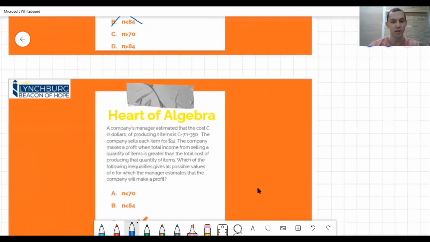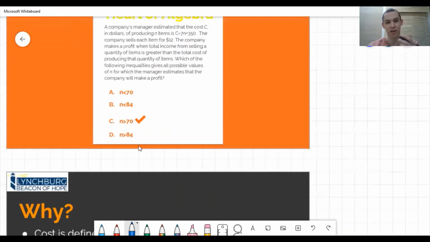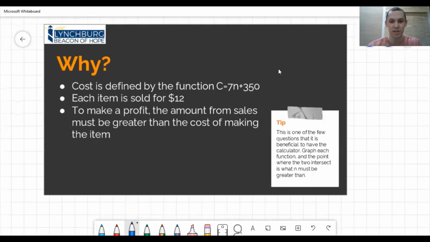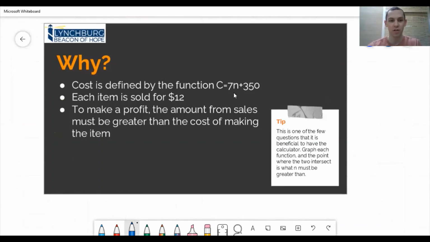And that was right. If my computer wishes to scroll down the rest of the way, I can see the beginning of the check mark. There we go. So that was right. The problem gave us our function for cost and told us how much we made from each item. And then we just had to compare the two, and we graphed them each.